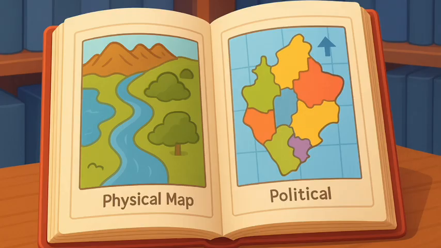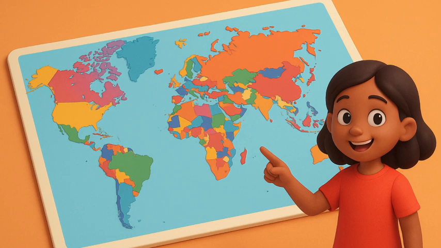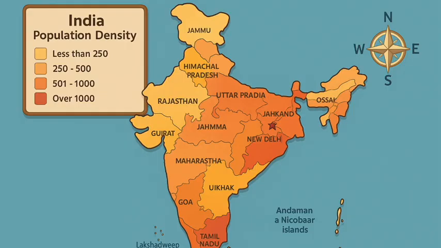Physical maps, which mainly show some natural features such as mountains, oceans and rivers. Political maps, which show details of countries or states, boundaries, cities, etc. For instance, a map of India with all its states, union territories and their capitals. Thematic maps, with a specific kind of information.